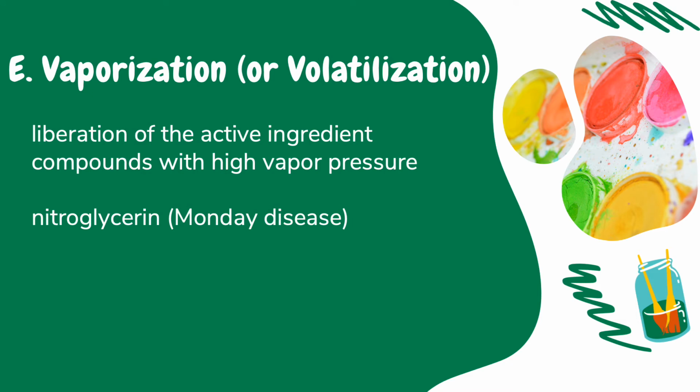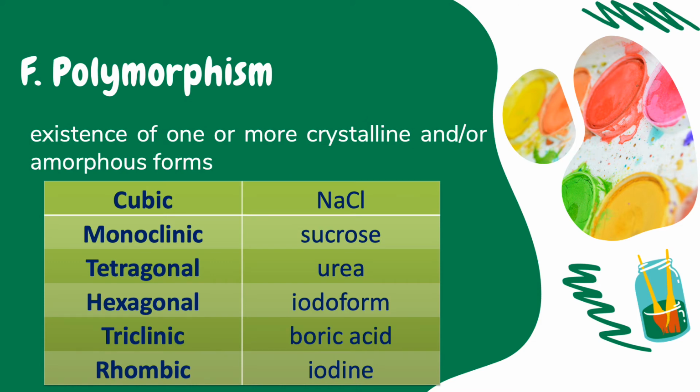Vaporization or volatilization. This is the liberation of the active ingredient or of compounds with high vapor pressure. An example of this is nitroglycerin. Vaporization can be managed by storing our drug in tight containers and reducing the vapor pressure. Next one is polymorphism.